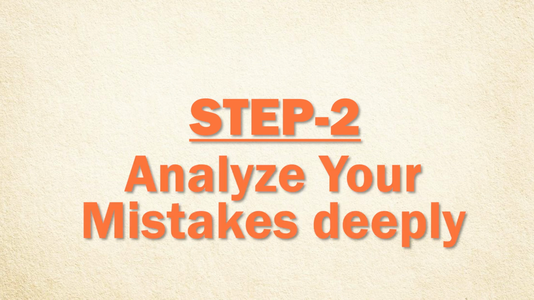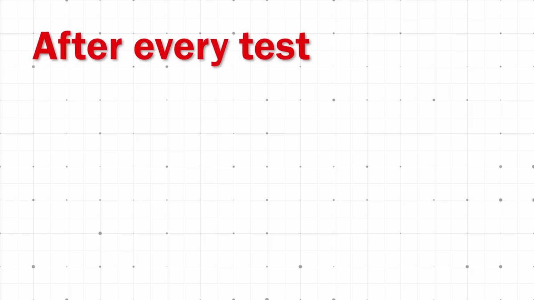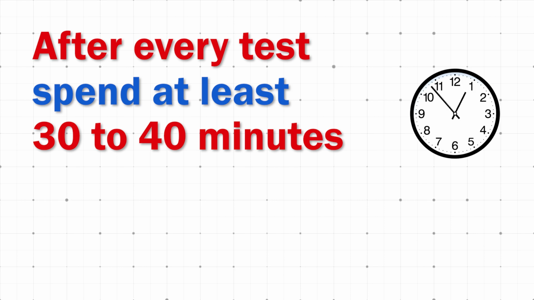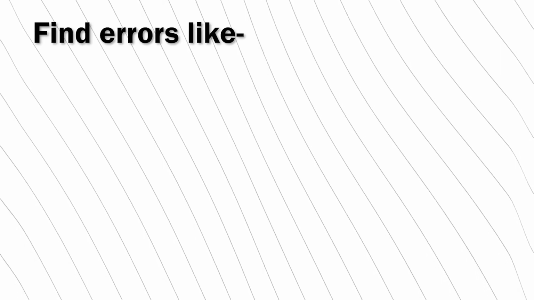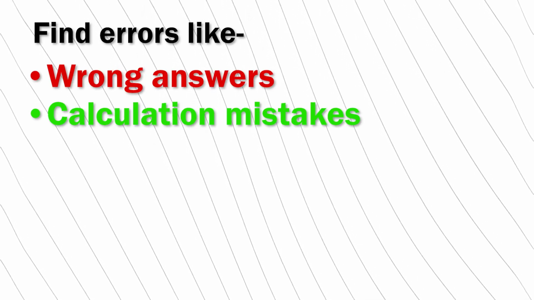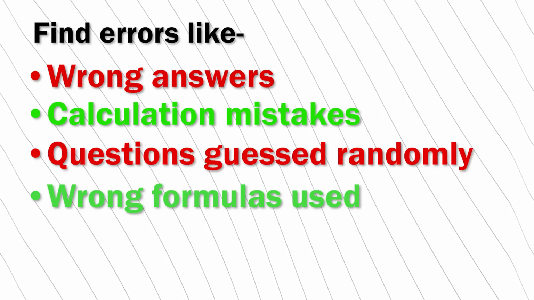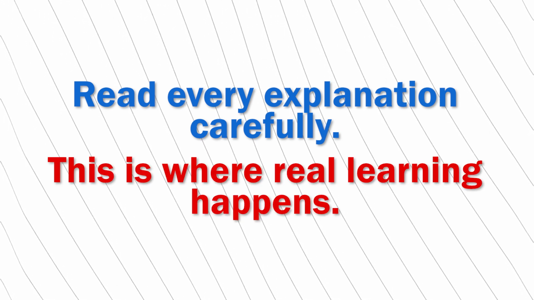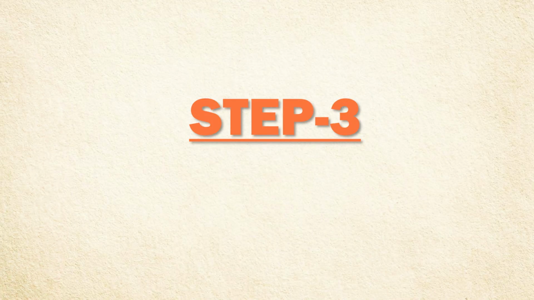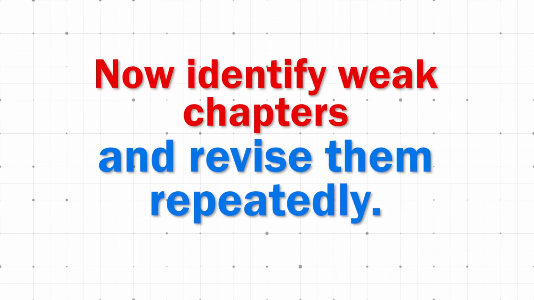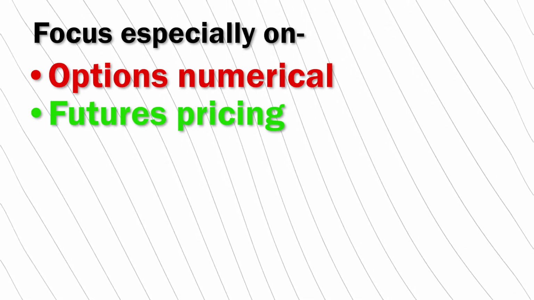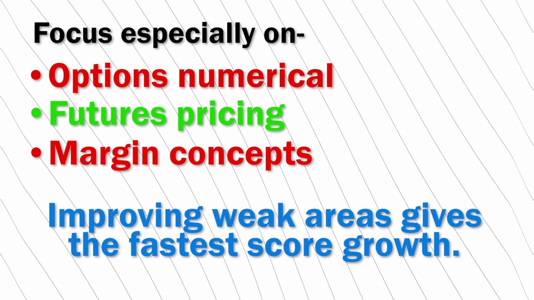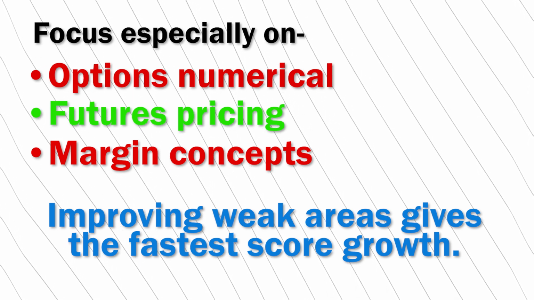Step 2. Analyze your mistakes deeply. After every test, spend at least 30 to 40 minutes reviewing mistakes. Find errors like wrong answers, calculation mistakes, questions guessed randomly, wrong formulas used. Read every explanation carefully. This is where real learning happens. Step 3. Focus on weak areas. Now identify weak chapters and revise them repeatedly. Focus especially on options numerical, futures pricing, margin concepts. Improving weak areas gives the fastest score growth.